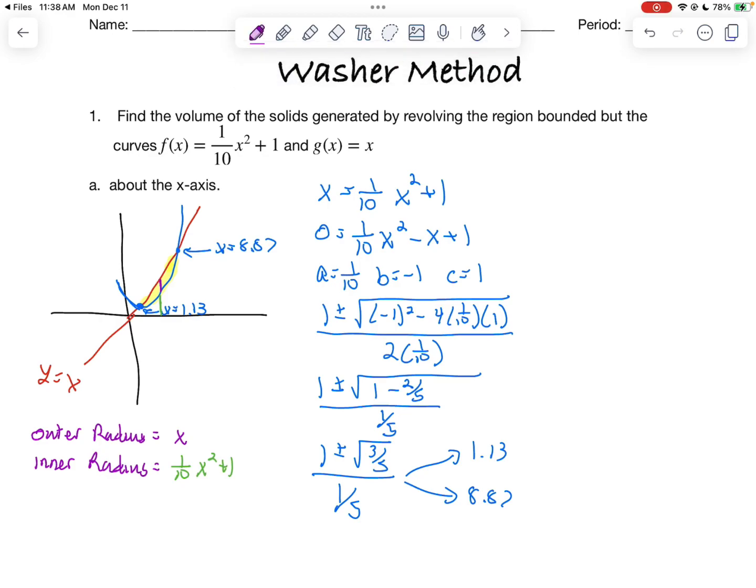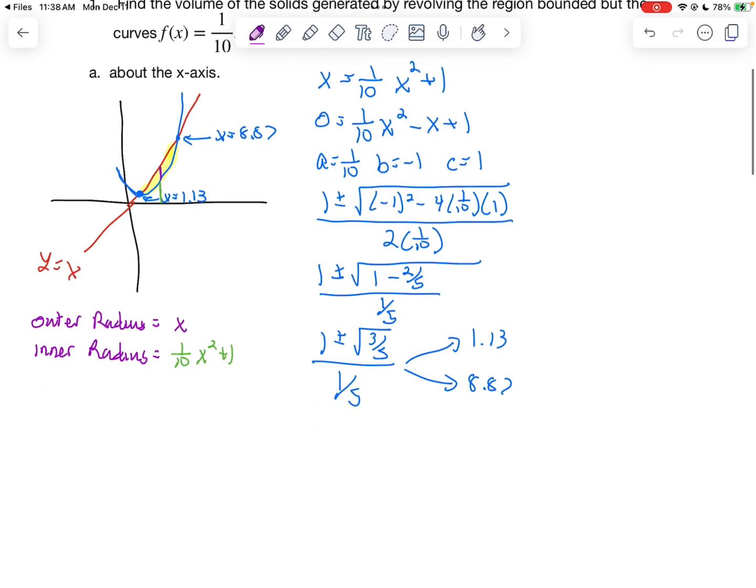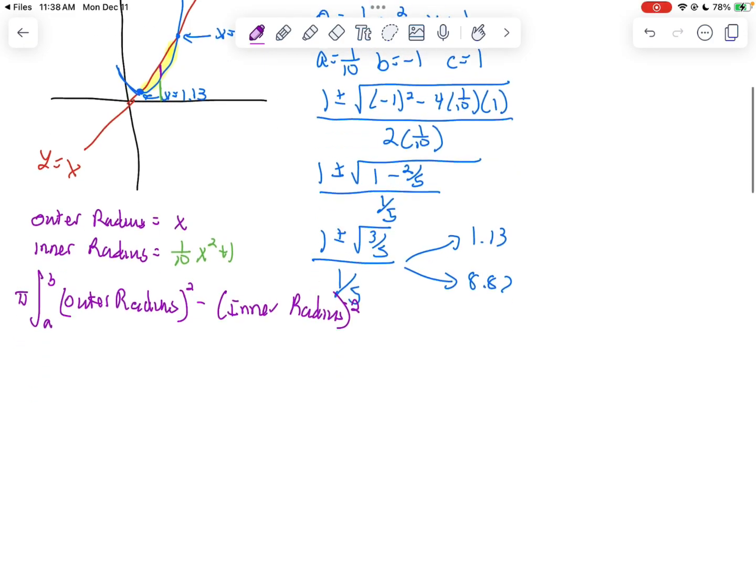Now remember, our formula is the integral of the area of the outer circle, so pi r squared, and then minus our inner circle, which was pi r squared, but the problem had pi, so I'm going to factor out pi. So our formula becomes pi, the integral from a to b of the outer radius squared minus the inner radius squared. Know that formula. Anytime you want to do the washer method, that's our main formula. Pi, integral from a to b, outer radius squared minus inner radius squared. So let's substitute in our outer radius with x, and our inner radius with 1/10 x squared plus 1.